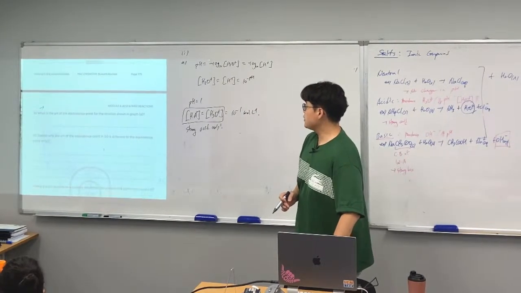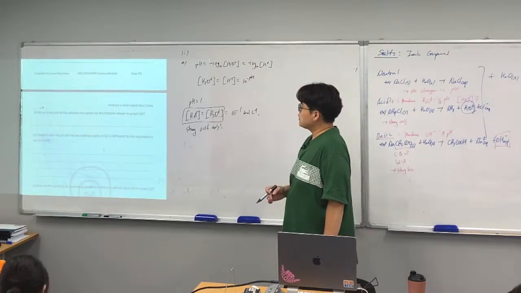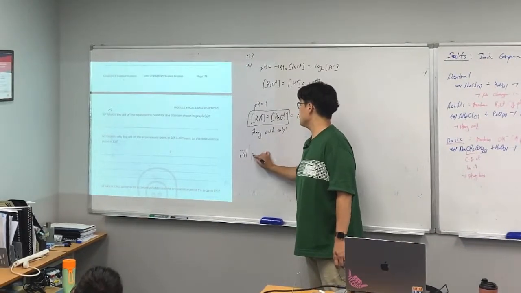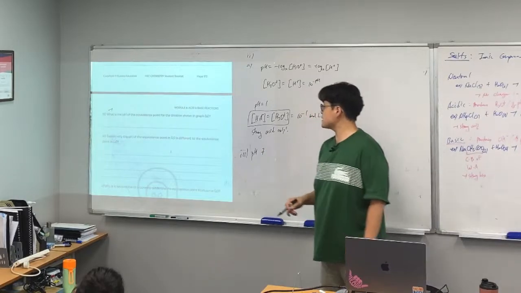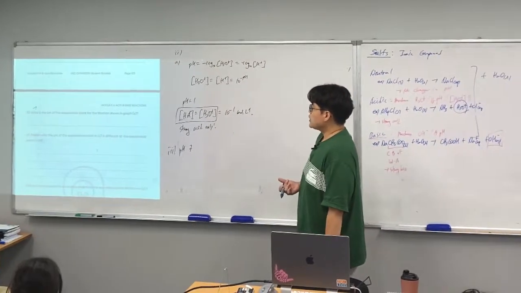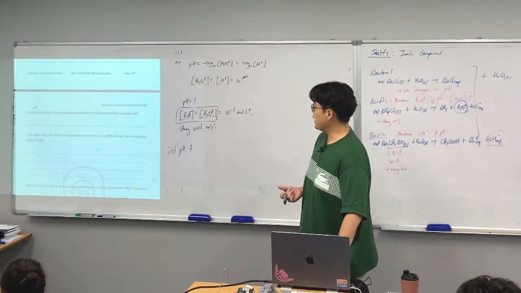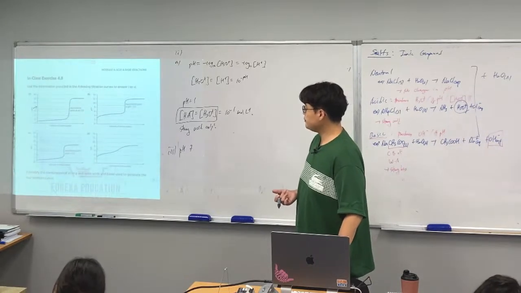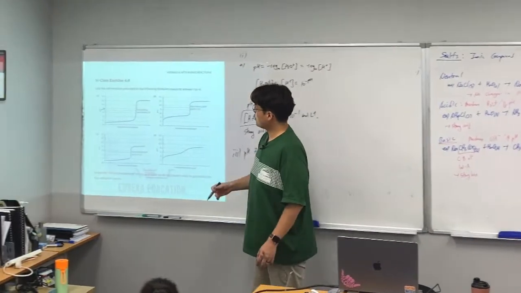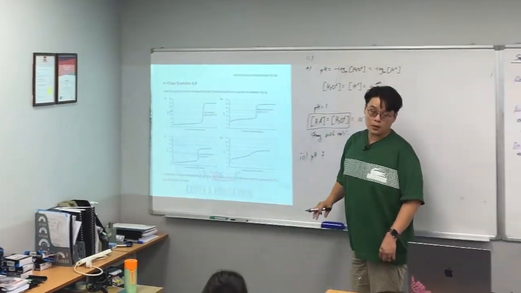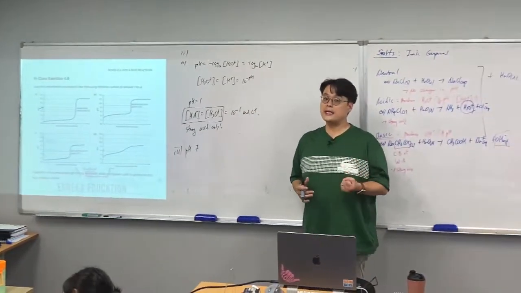Three, what is the pH of the equivalence point for the titration shown in graph A? So that's easy. That's basically pH 7 is the answer. 4, explain why the pH of the equivalence point in C is different to the equivalence point in A. Why is it different? Why is the pH a little bit less than 7? Because it's a titration between the strong acid and the weak base.